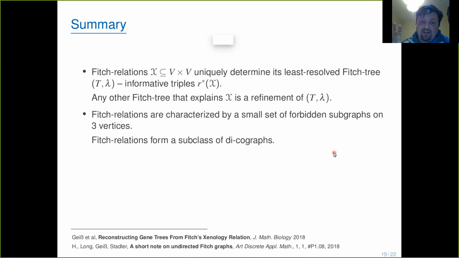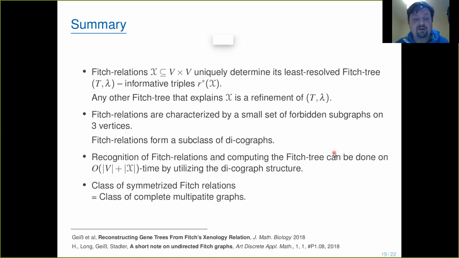Fitch relations, these directed versions, are characterized by a small set of forbidden subgraphs on 3 vertices, and they form a subclass of directed cographs, and the recognition of these relations can be done in linear time. And the class of symmetrized Fitch relations is simply the class of complete multipartite graphs.